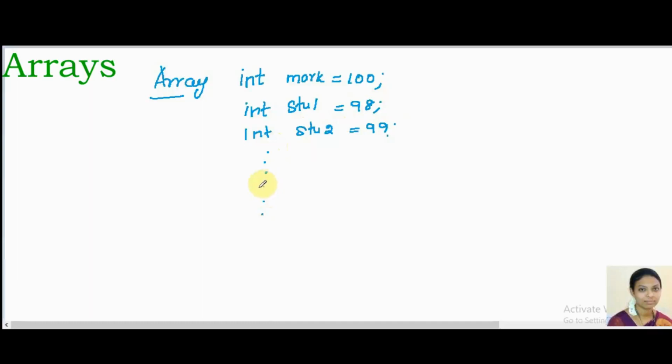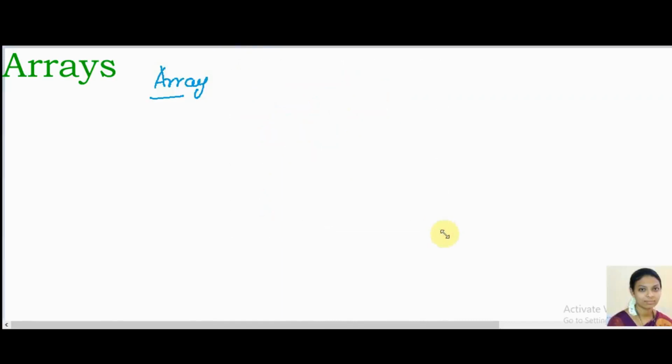So to avoid this, we can go for the array concept. In a single variable, I am able to store multiple data in it. So it is a collection of data. Instead of storing the mark of student 1 and student 2 separately, I can store all the data at a time in a single array name. Okay, so let's see how to do it.